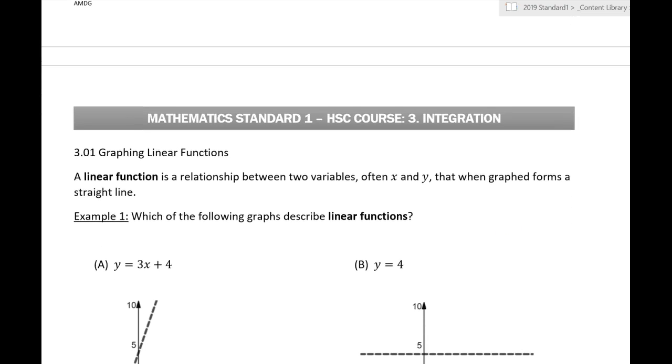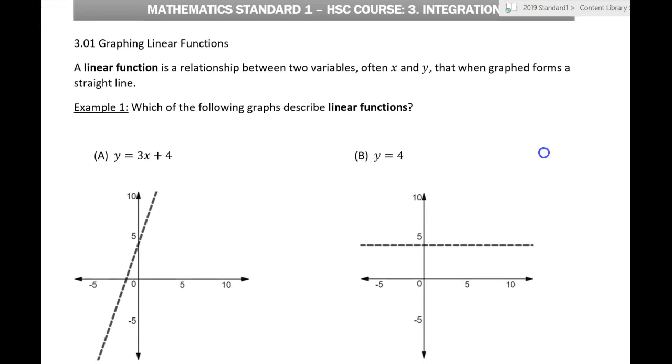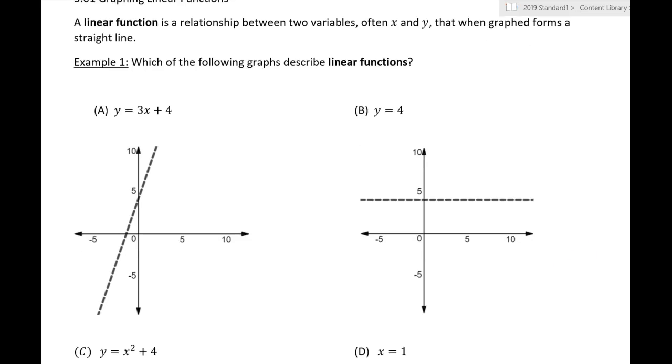Okay, so let's have a look here at the first part, where we're going to be graphing some linear functions. Now, a linear function is this relationship between X and Y, and it makes a straight line, okay? A continuous straight line. I've put these diagrams in here with a dotted line just so it's easier to tell.